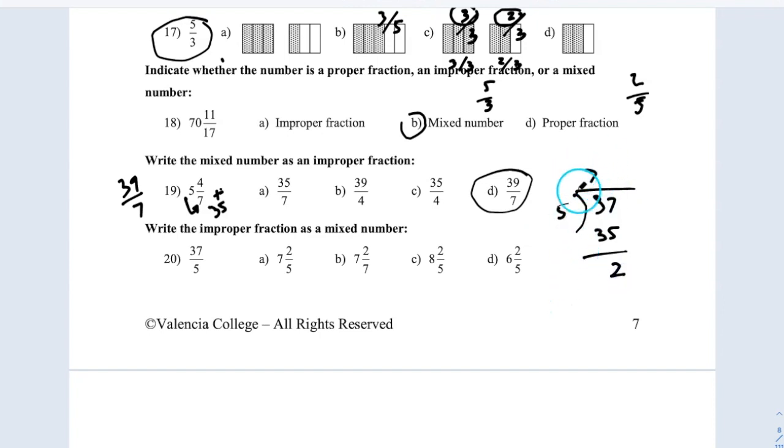So you have the whole number, 7, and from here you write the fraction, 7 and 2 over 5. Whatever remaining is will be your numerator, and this is always your denominator. So 7 and 2/5, which is A.